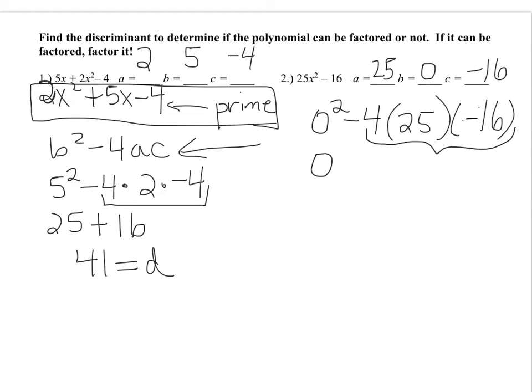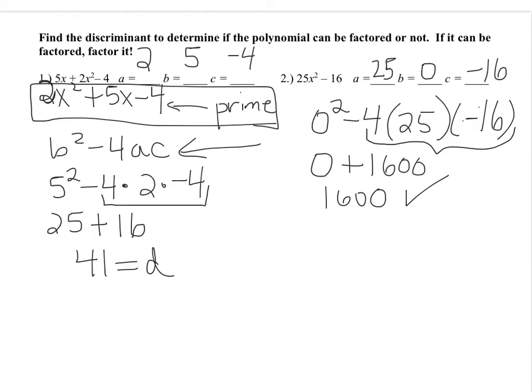When I multiply all of that together, 4 times 25 is 100. 100 times negative 16 is negative 1600. But be careful, I have a minus sign here. So minus a negative is really addition. So this would be plus 1600. And 0 plus 1600 is 1600. So this one is factorable. So the value of the discriminant is 1600. That's a perfect square. So this guy is factorable.